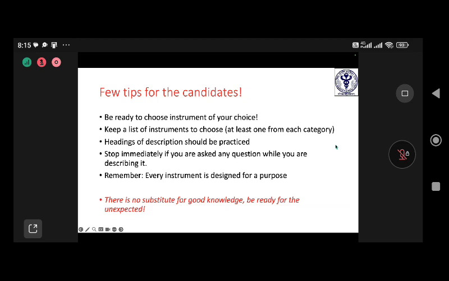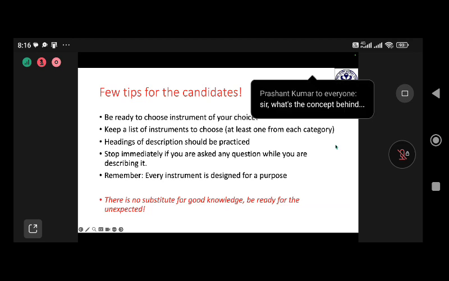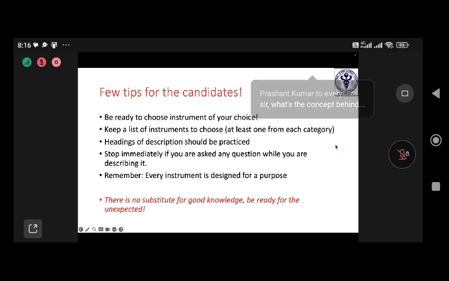This is an interactive exam. This is not something that you are recording your answer or so. So you have to practice it in a coherent way and speak while you are looking into the eyes of the examiner and also on the face of the examiner, rather than just staring down at the instrument and looking somewhere else. Don't do that. Stop immediately if you are asked any question when you are describing that, because it should not sound like you have mugged it up and now you are trying to blurt it out. No, don't do that.